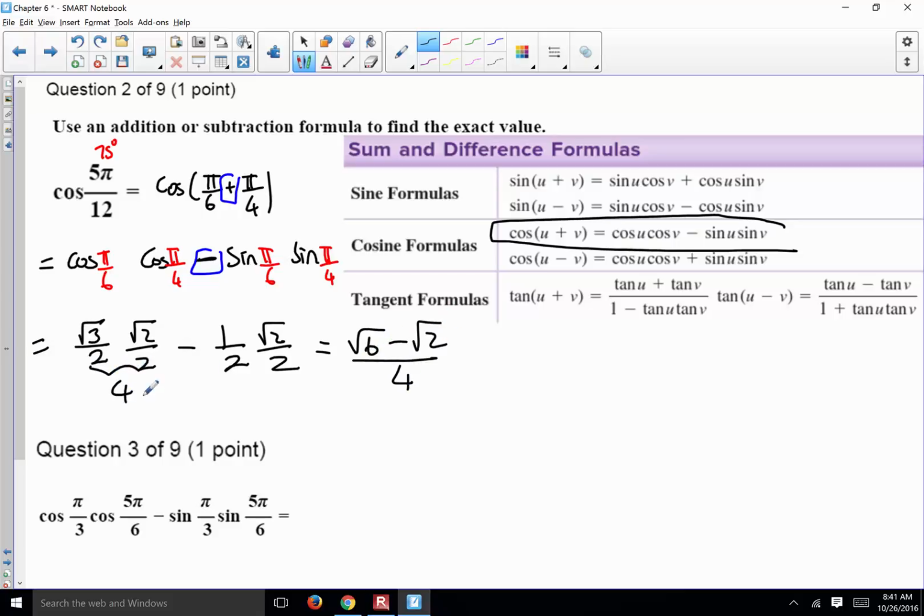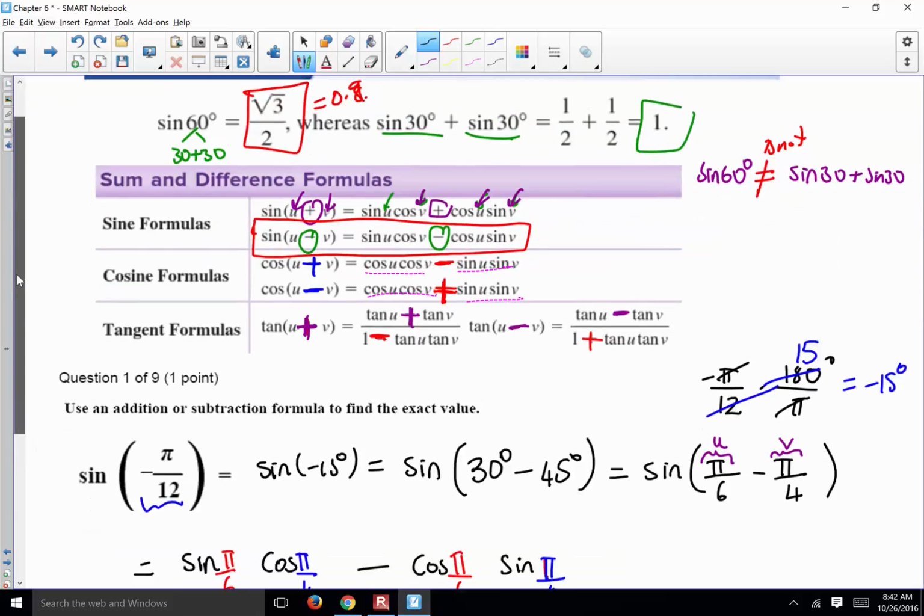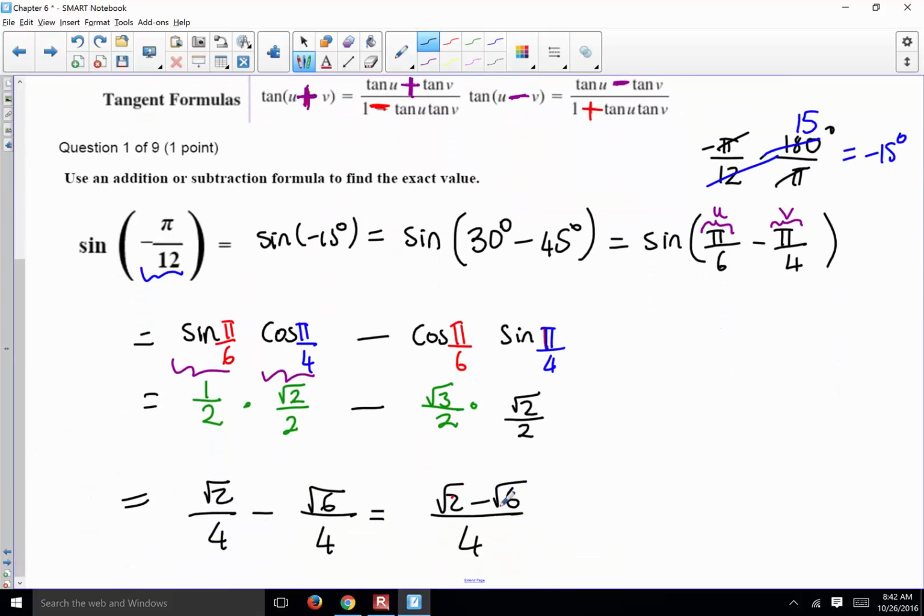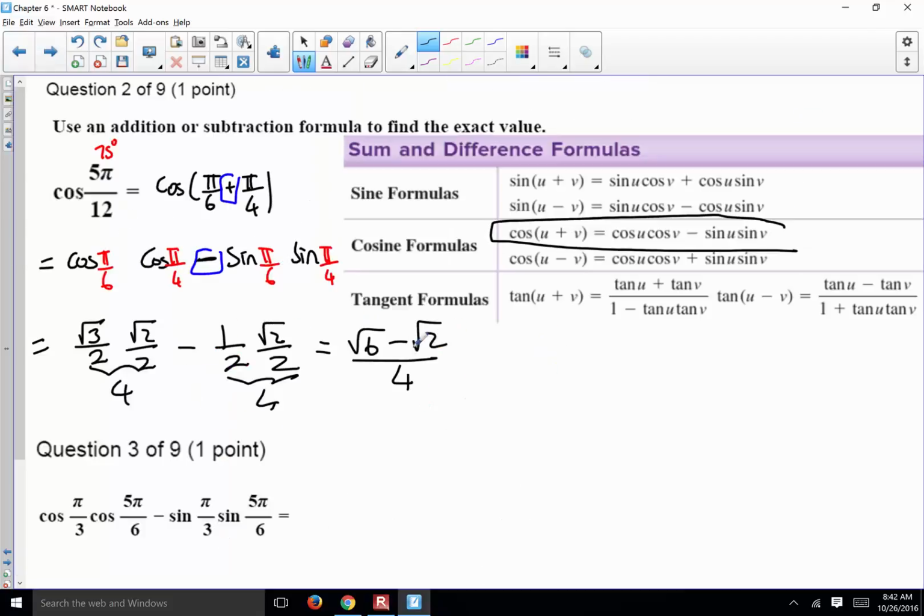This is 4. Common denominators, I add them, get them common. Multiply the tops. Oh, same answer? No, this is root 2 minus root 6 over 4. This is root 6 minus root 2 over 4. Okay? Alright, you can type this in later.